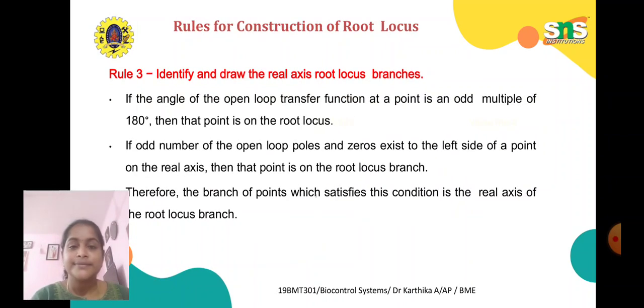Rule 3 is to identify and draw the real axis root locus branches. If the angle of the open loop transfer function at a point is an odd multiple of 180 degrees, then that point is on the root locus. If an odd number of open loop poles and zeros exist to the left side of the point on the real axis, then that point is on the root locus branch. Therefore, the branch of points which satisfies this condition is the real axis root locus branch.